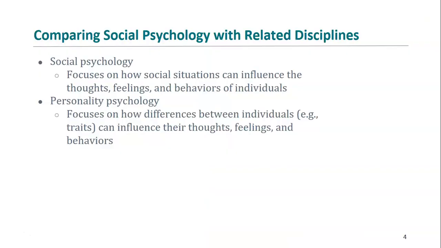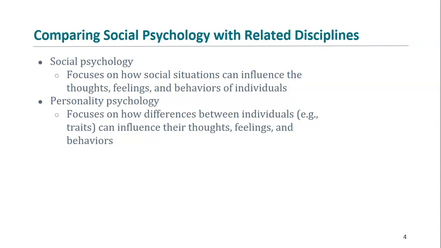First, I'd like to discuss some of the differences between social psychology and some closely related disciplines. Social psychology focuses on how social situations influence individuals. This makes it part of psychology because we look at individuals, but it's social because we focus on how the social environment influences the thoughts, feelings, and behaviors of individuals.